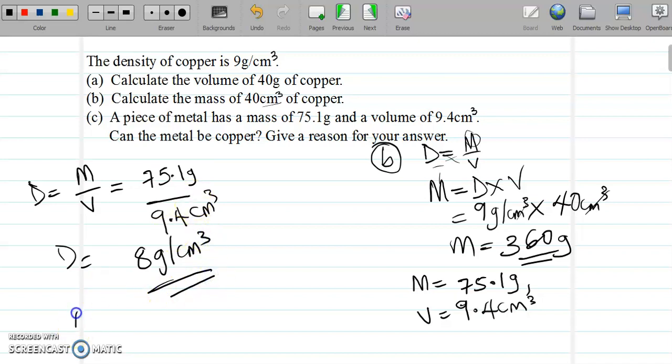So since it is 8 grams per cm cube, it's not up to 9, because the density of copper is 9. Since it's not up to 9, it is not copper.